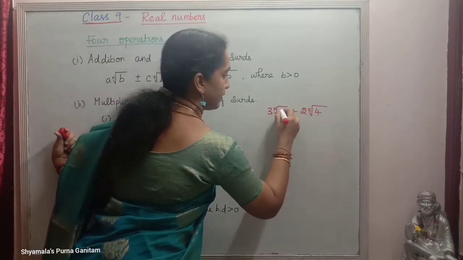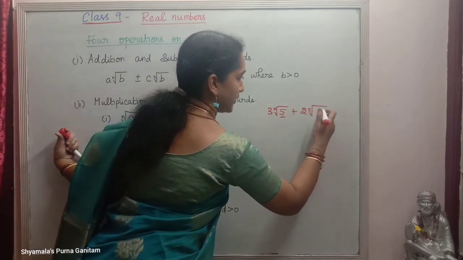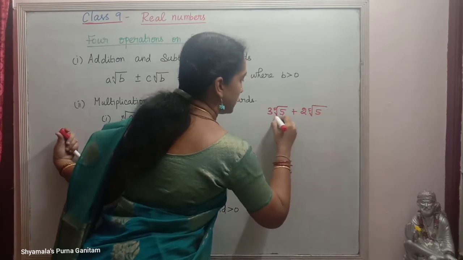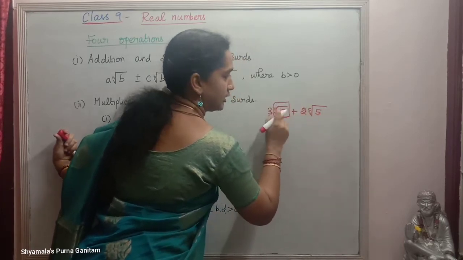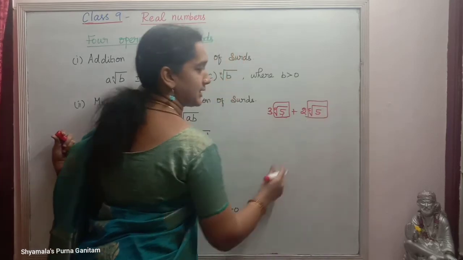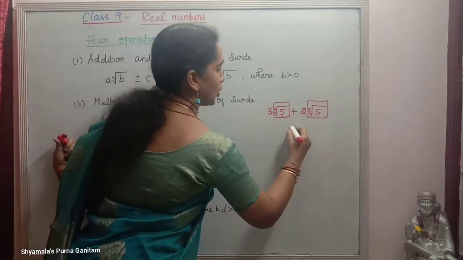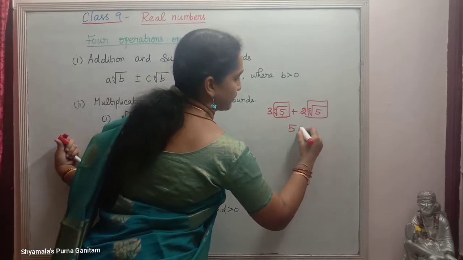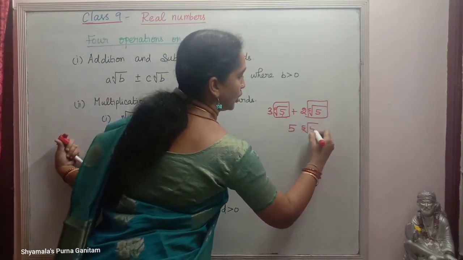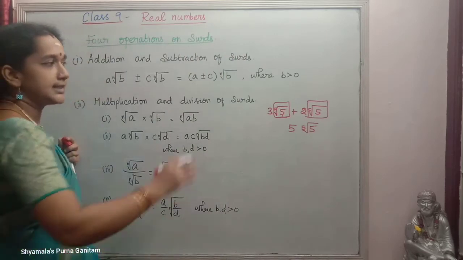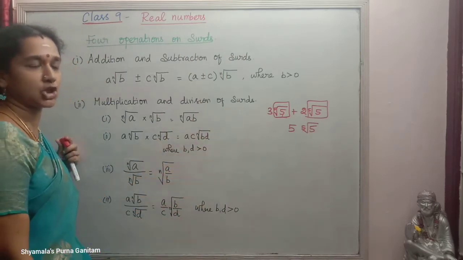Instead of 4, I will take 5: fifth root of 5. So this one should be the same, and this nth root also should be the same. If it is the same, we can add the coefficients. So we will get the answer as 5 into fifth root of 5. Like this we will do. The same thing we have to do for subtraction also.